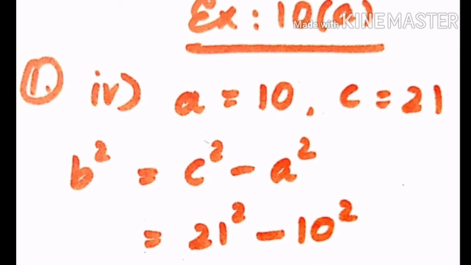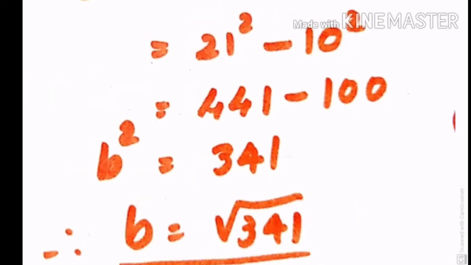For that, as I explained you earlier, if two sides are known, you can always find a third side using Pythagoras theorem. So I am using Pythagoras theorem as B square is equal to C square minus A square. So I am substituting my values, like C is 21 square minus A is 10 square. So now solving it, we will get our B value. Now by taking square of 21, we get 441 minus square of 10 is 100. So by subtraction, B square is equal to 341.